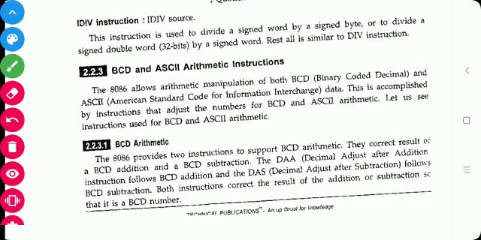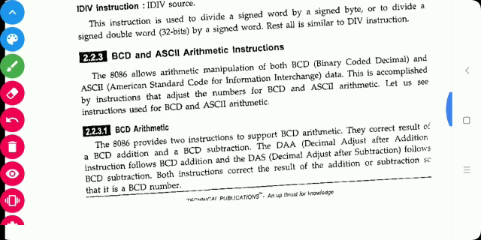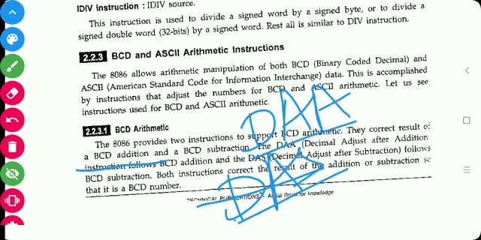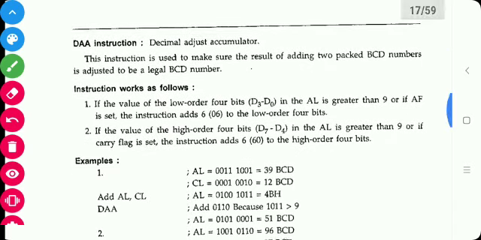Then next is BCD arithmetic. The 8086 provides two instructions for BCD arithmetic: DAA, that is decimal adjust accumulator after addition, and DAS, that is decimal adjust accumulator after subtraction. DAA follows addition and DAS follows subtraction. We will see these instructions.